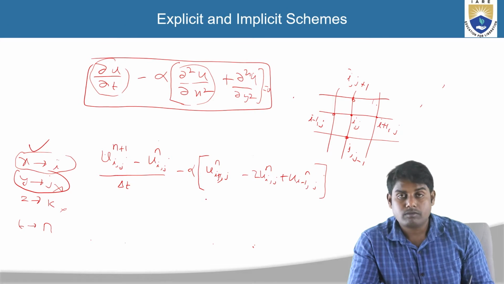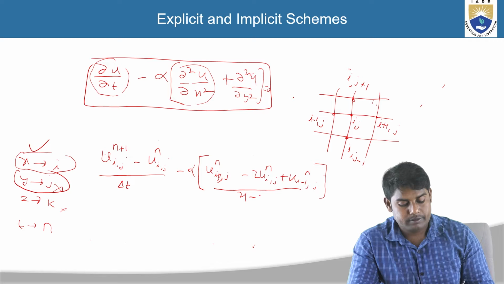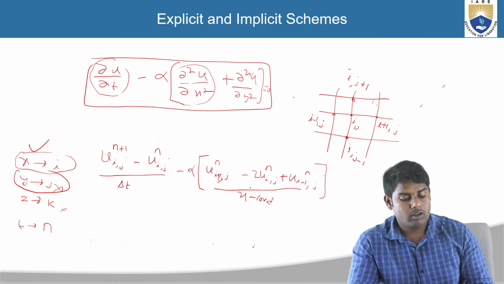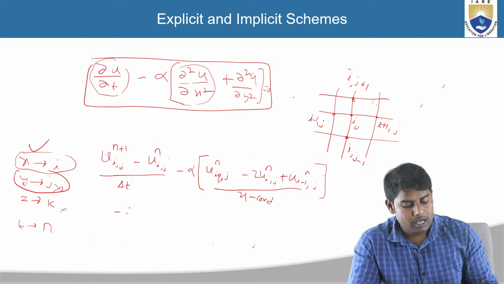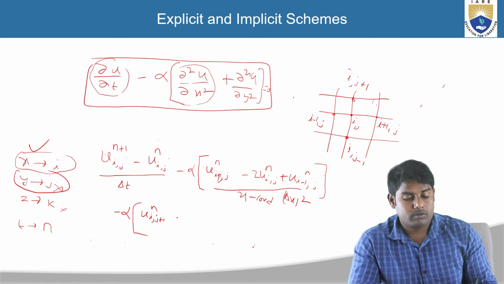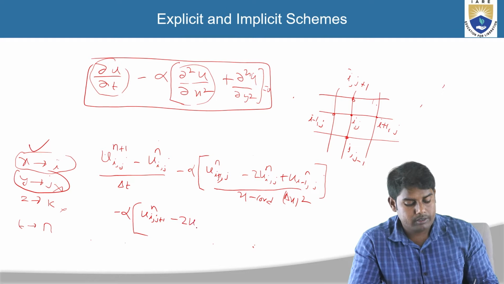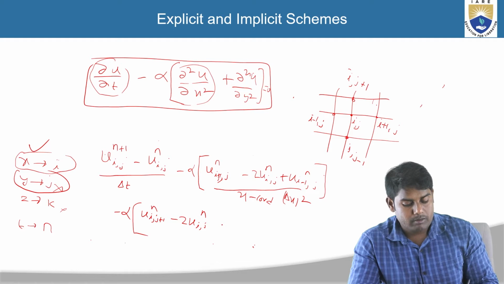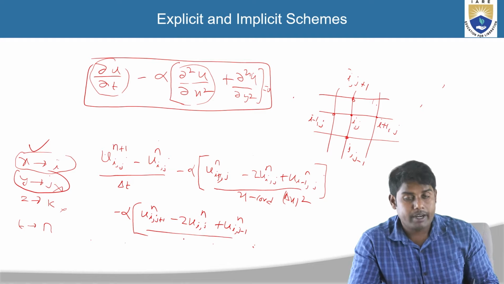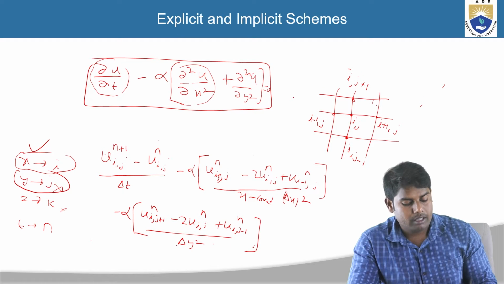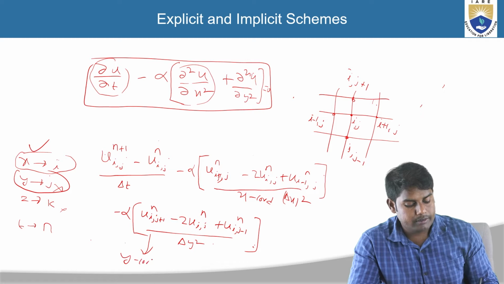So basically this is for the x coordinate. Next, for the y coordinate, what we have? Next minus alpha into U of I comma J plus 1 to the power of n, sorry, here you have divided by delta x square. So minus U of I comma J to the power of n plus U of I comma J minus 1 to the power of n divided by delta y square, which is of y coordinate.